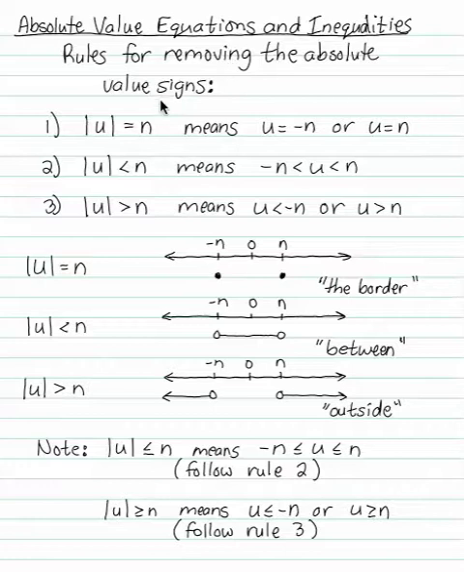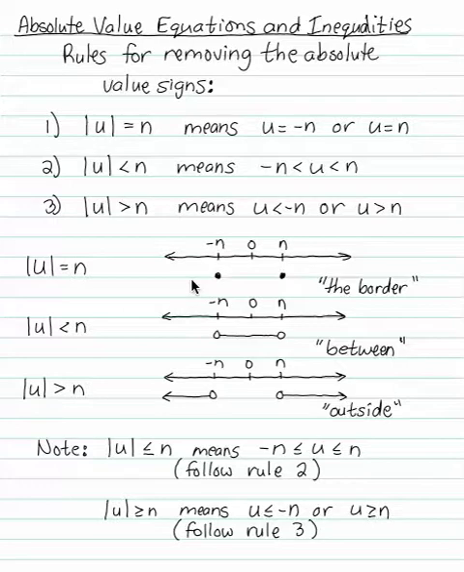How do you remove an absolute value sign in an equation or an inequality? If the absolute value of something is equal to a number, what that means is the thing inside the absolute value, the u, is either that number already or it's the opposite of that number. So the absolute value of u equals n means that u is minus n or u is n. Visually, that means there are two numbers that could satisfy this equation. If u is just an ordinary linear expression, generally there are two numbers that could satisfy this equation.